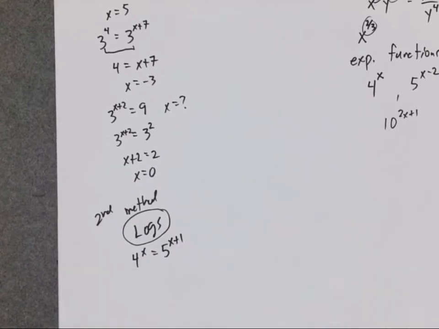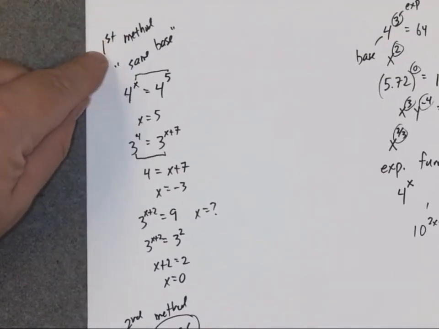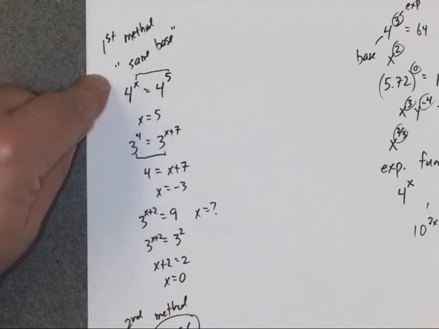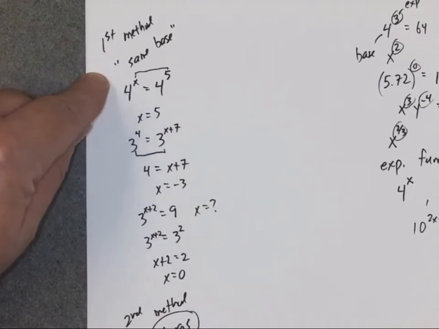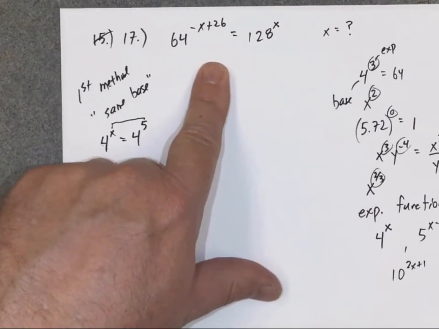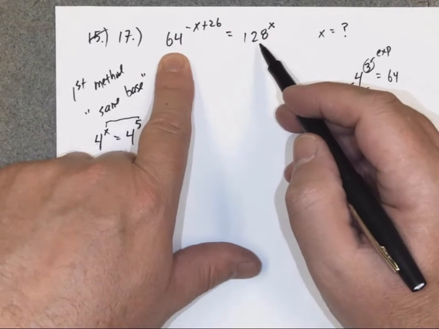And we'll get to that. But those are the two methods to solve these kinds of equations. First method, same base, you should go ahead and see if the same base will work, and then go and do it. If it doesn't work, we have to use logs. So here, I look at this problem. At first glance, I have different bases.